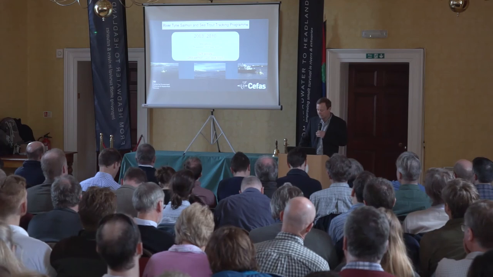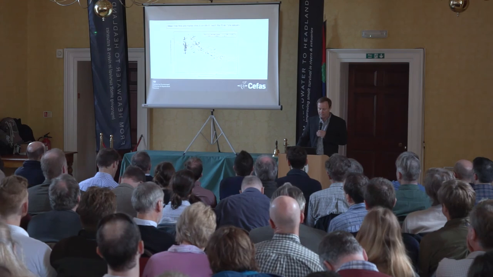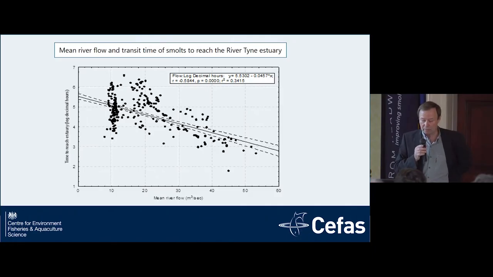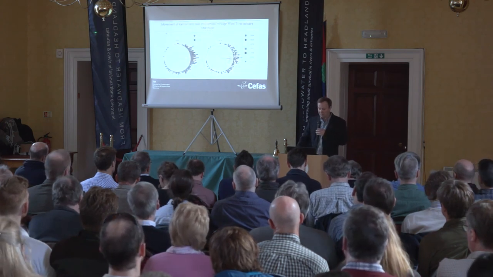But I think this is probably the largest single data set for a telemetry study on a single river in the UK to date. And a lot of the data showed that the river flow was very, very important in relation to the transit time of the smolts to reach the River Tyne estuary. So fish moved a lot quicker, obviously, down through the river when the rivers were high. So in low flows, there was the potential that the fish may miss this window of opportunity when they got to the coastal zone, particularly during low flows.